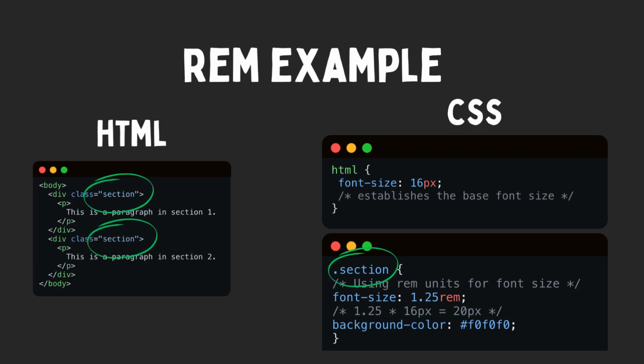No matter where the section class is used in the HTML document, the font size will consistently be 20 pixels, as it's based on the root font size. This ensures a uniform appearance across different sections of the page, regardless of any nested elements or styles applied elsewhere. Let's now have a look at a live example.